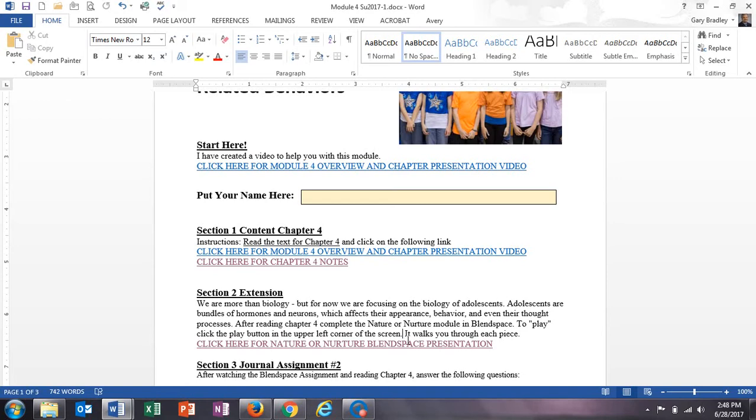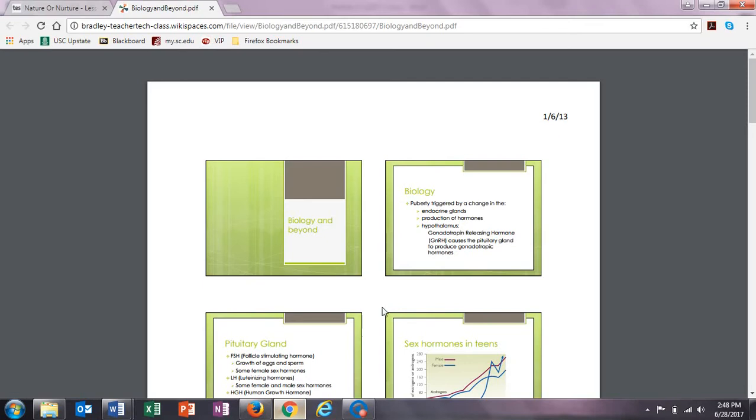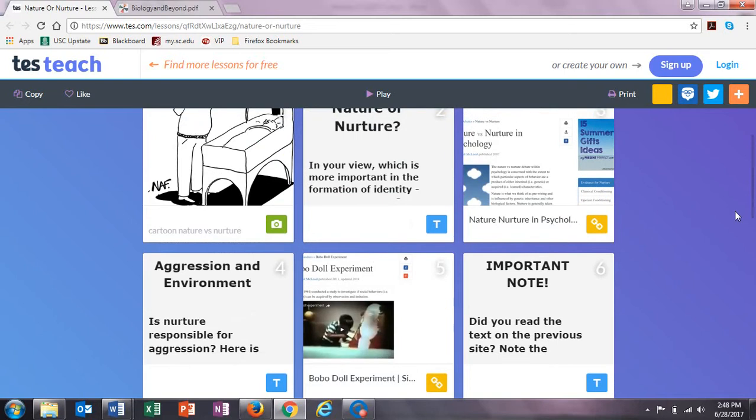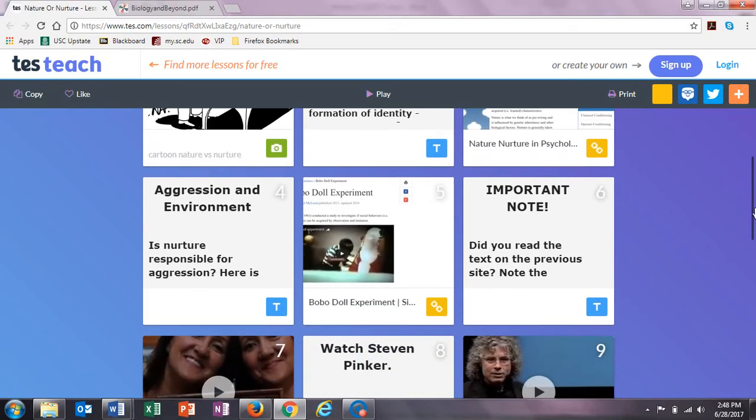But I think that there's some fascinating things right here, and I've made a blend space with that. So if you click on this right here, it will take you to the blend space page. And as you go through it, there are some things that I think that you'll find interesting. Here's an article. Skim through that, get some ideas for your notes, for your Journal 2 assignment.